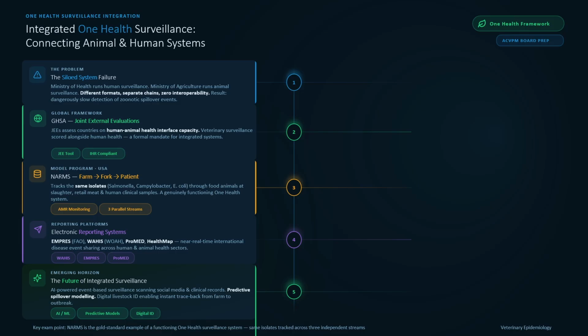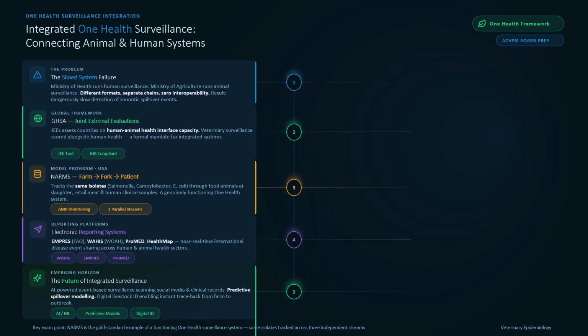And the horizon is moving fast. AI-powered event-based surveillance, scanning social media and clinical records, predictive spillover modeling, and digital livestock ID that enables instant traceback from farm to outbreak. That's where integrated surveillance is heading.